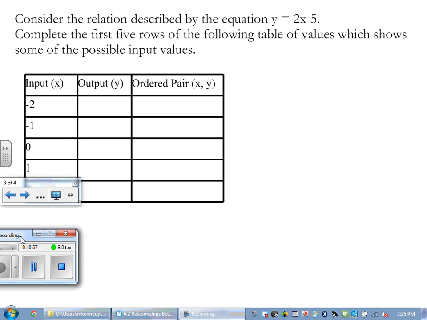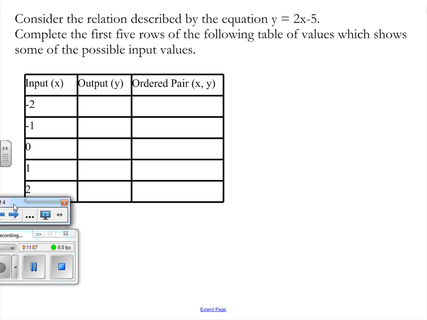For 1, what would it be? Yeah. It'd be -3 would be your output. Making your ordered pair what, Colton? Yeah. And for 2, you should have got -1. And your output should have been what, Liam? 2, -1. Any questions on how that's happening?